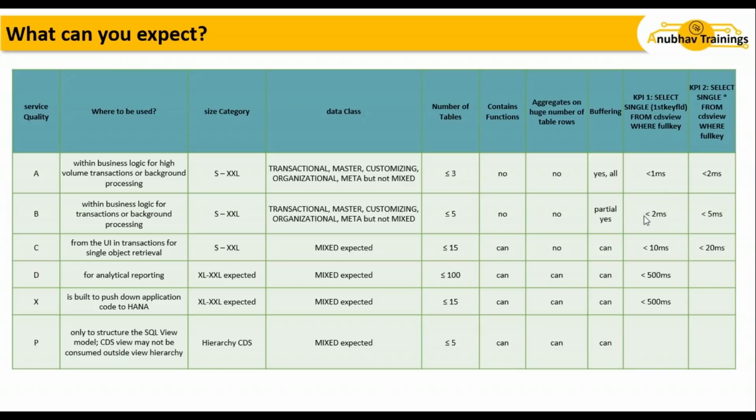Suppose I have a CDS view which I want to execute in less than 1 millisecond, and it has only 3 tables involved. Then I can choose any data class and any size category, but I will mark my service quality as A because I'm expecting a response within 1 millisecond for a select single with fields, or select single star within less than 2 milliseconds. This is how you can choose the relevant categories, the relevant service quality with the relevant type of data and data class.